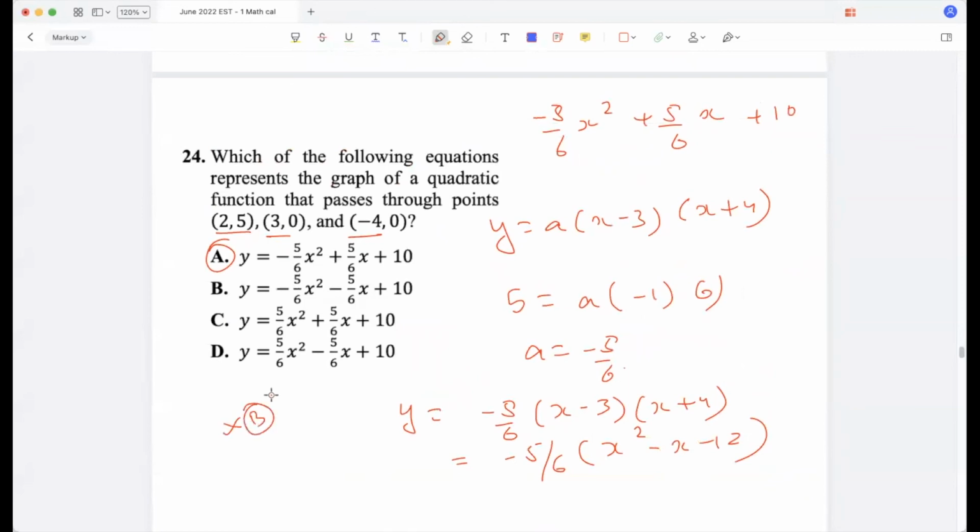Okay, why is that the case? Plus 4. Yeah, this is plus x, right? So this would be negative. Yeah, so it would be B. 24 is B.